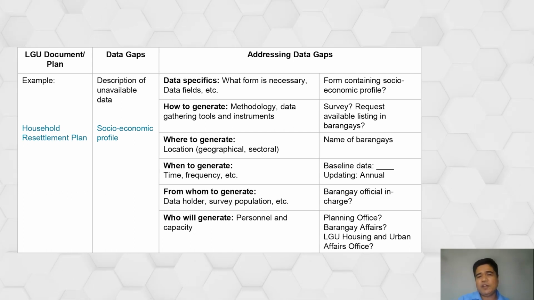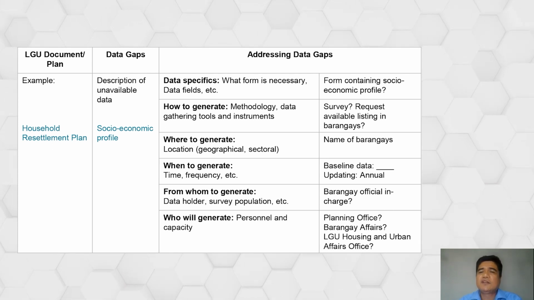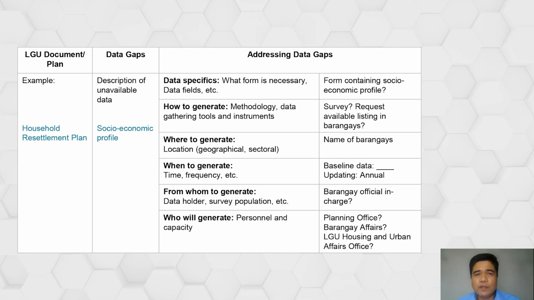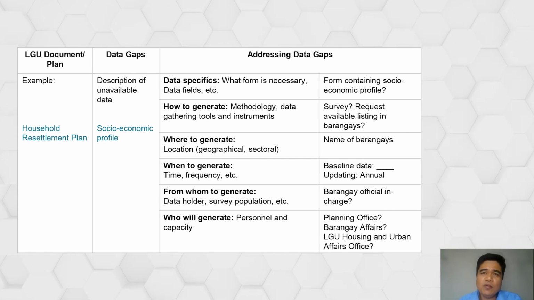And then from whom to generate. In some cases, the data is there. We don't need to go to the houses. We don't need to go house to house. Maybe we just need to go to the data holder, the barangay official in charge, for that matter. Or if not available, then of course, that's the time we go house to house. Or maybe we can go a little lower from the barangay, we go to the Purok leaders. Maybe they also have data.